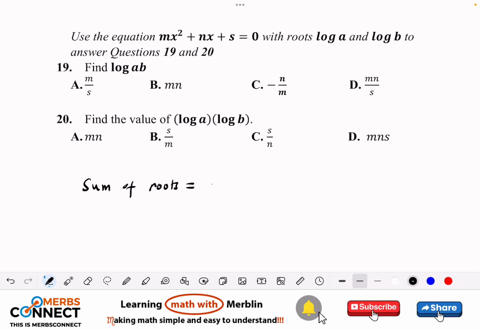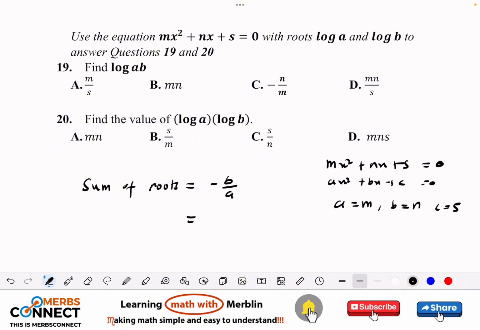So what's the formula for finding the sum of roots? Minus b divided by a. Now mx squared plus nx plus s is equal to 0, compared with ax squared plus bx plus c. This implies that a is equal to m, b is equal to n, and c is s. Right? So this is going to give us minus n divided by m.